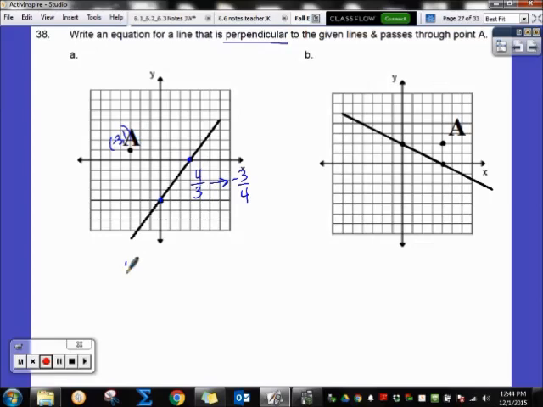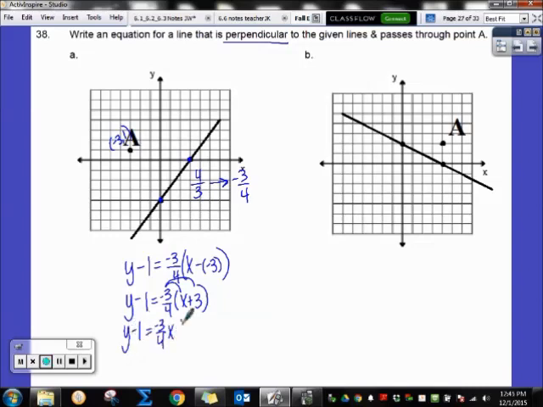So I would say y minus 1 equals negative 3/4 times x minus negative 3. Notice I started out in point-slope form because that's the two pieces of information that I had. y minus 1 equals negative 3/4 times x plus 3. I need to distribute. I'm going to go to slope-intercept form. So y minus 1 equals negative 3/4 x minus 9 over 4.